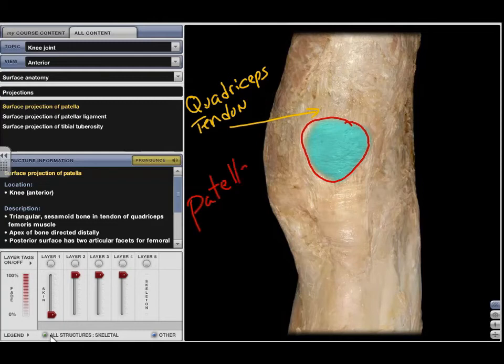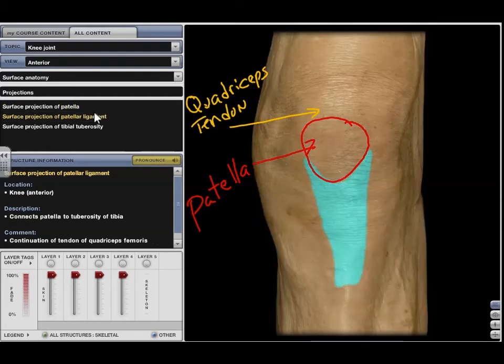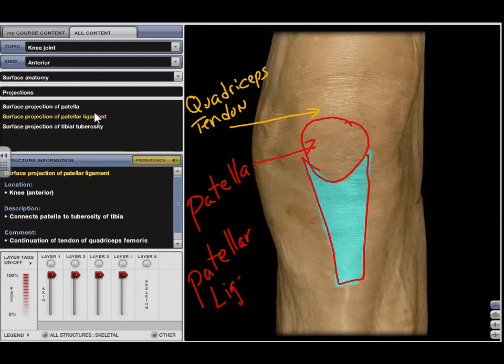and then the patellar ligament extends beyond the patella and continues inferiorly to attach on the tibial tuberosity of the tibia.